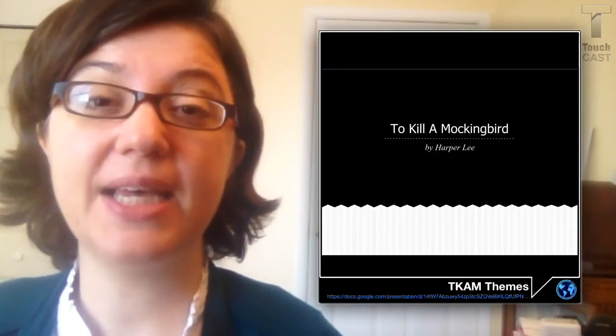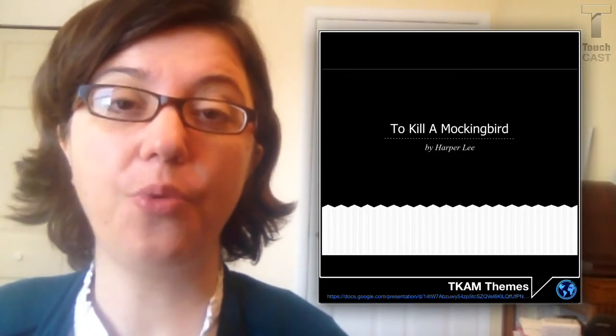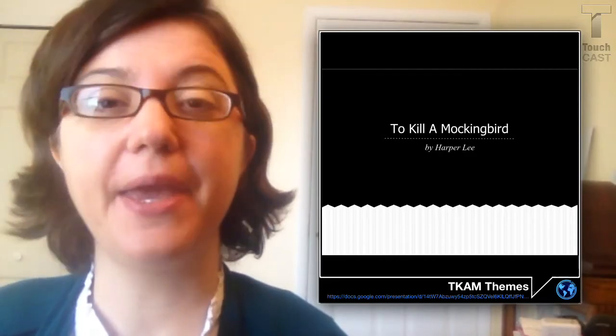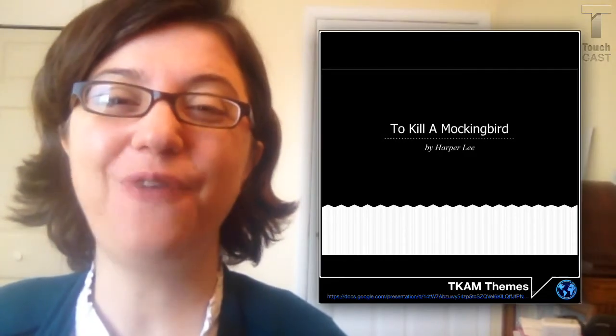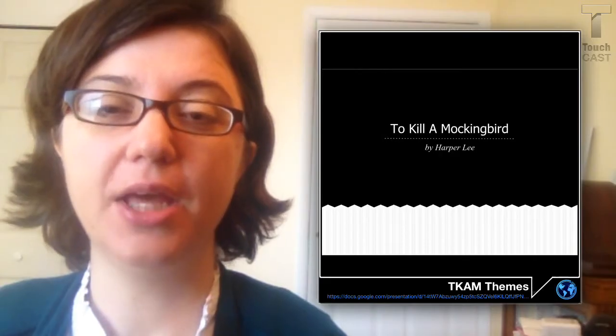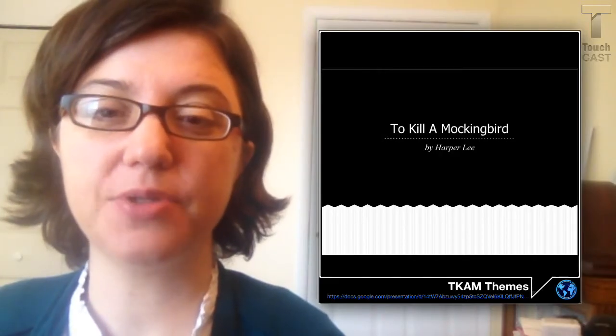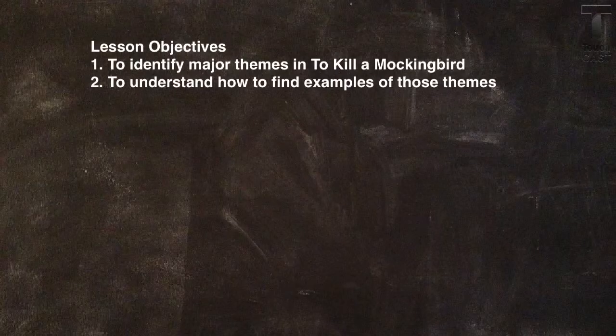All right, well, with this second video about To Kill a Mockingbird, what we're going to do is talk about the major themes and how you find themes within a novel. So let's look at our lesson objectives so everybody's clear about what it is that we're going to do. All right. Our lesson objectives are two. One, to identify major themes in To Kill a Mockingbird by Harper Lee. And two, to understand how to find examples of those themes. So those are the two things that I'm asking you to do.